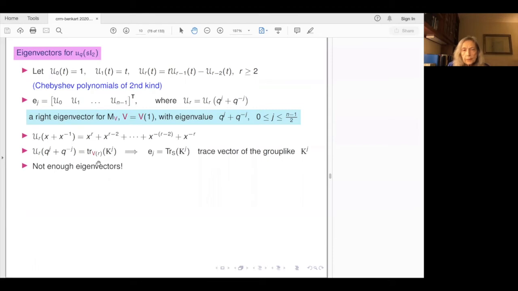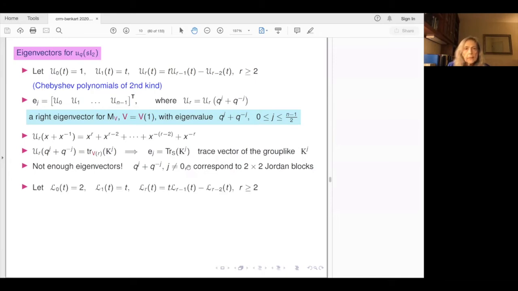But the main problem here is you don't get enough eigenvectors. We only get half as many as we need for the j's that are not 0. So these eigenvalues where j is not 0 actually correspond to 2 by 2 Jordan blocks. So before I talk a little bit more about the implications of that, let me just write down what the left eigenvectors are.